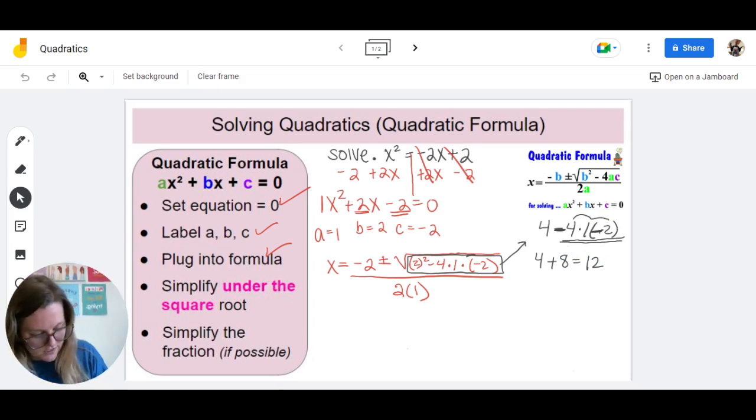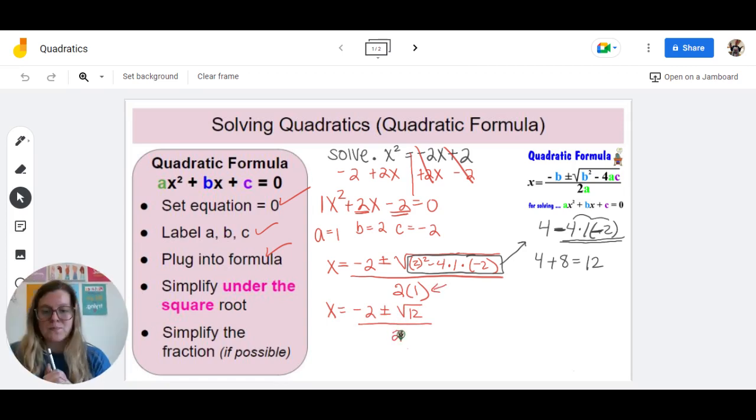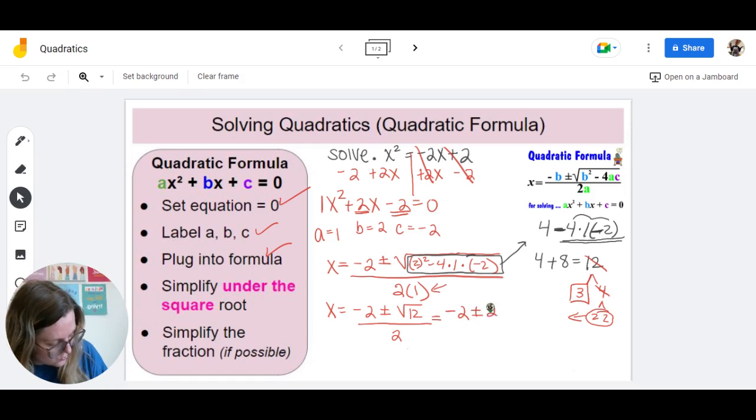All right, I'm going to rewrite this guy. X is equal to negative 2 plus or minus the square root of 12, all divided by the bottom can simplify. 2 times 1 gives me 2. Okay, at this point, I need to keep going with my square root. I'm going to see if I can break up 12. 12 can be broken up into 3 times 4. 4 is 2 times 2. I can't break it up any further. I'm going to look for pairs of the same number, which is 2. That's going to come out, and my lonely 3 is going to stay on the inside. So I'm going to rewrite this as negative 2 plus or minus 2 square root 3, all divided by 2.